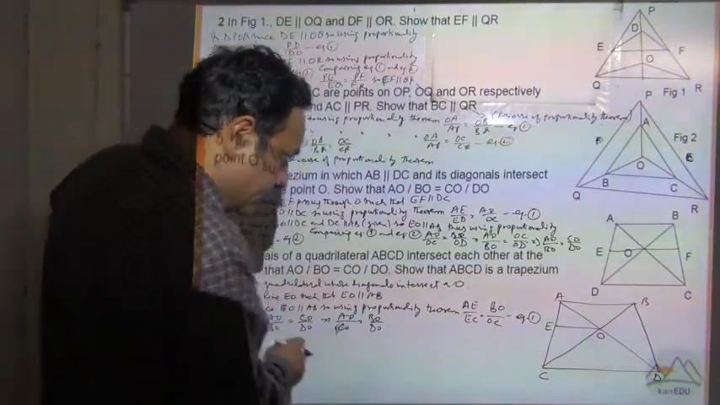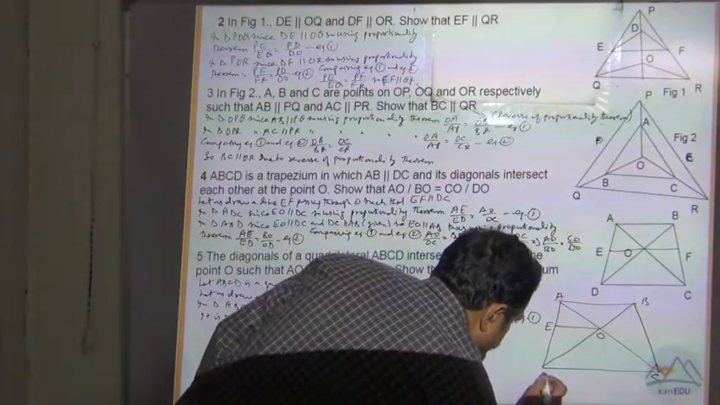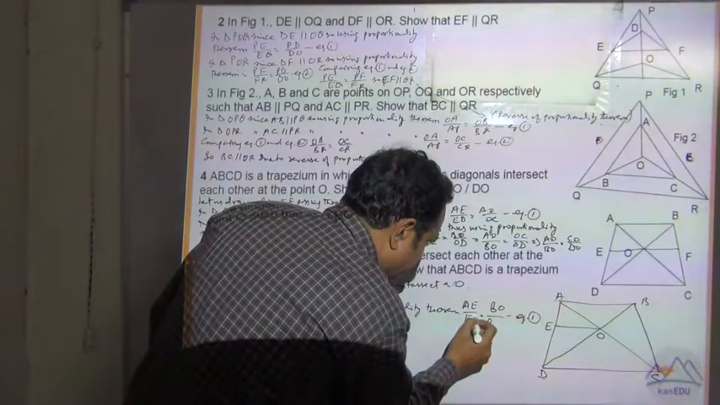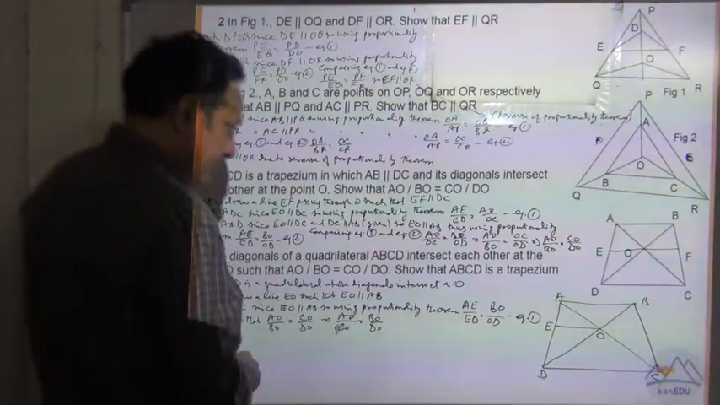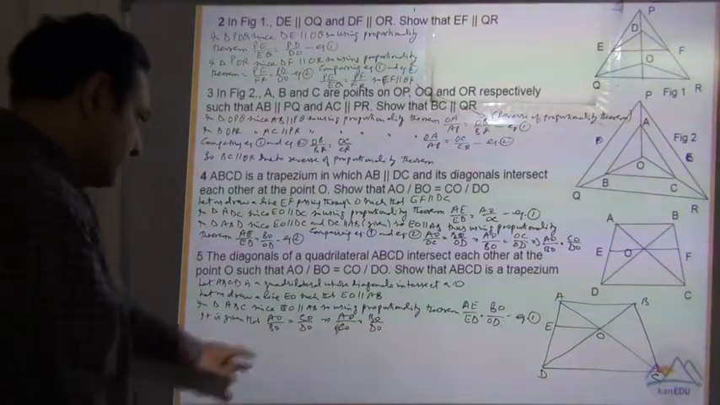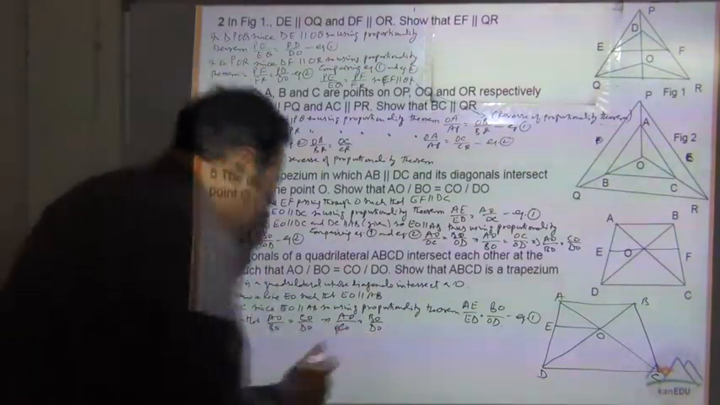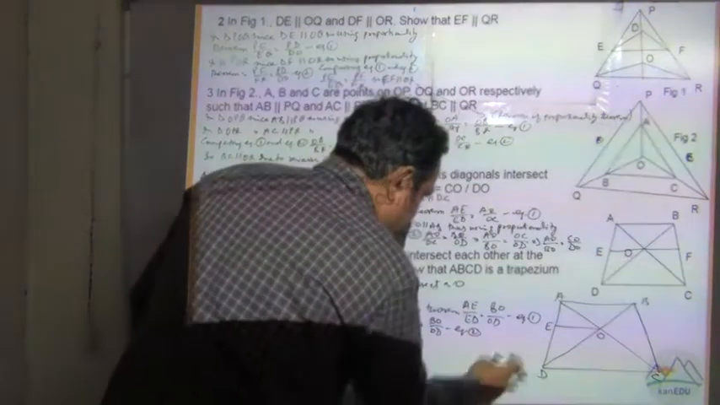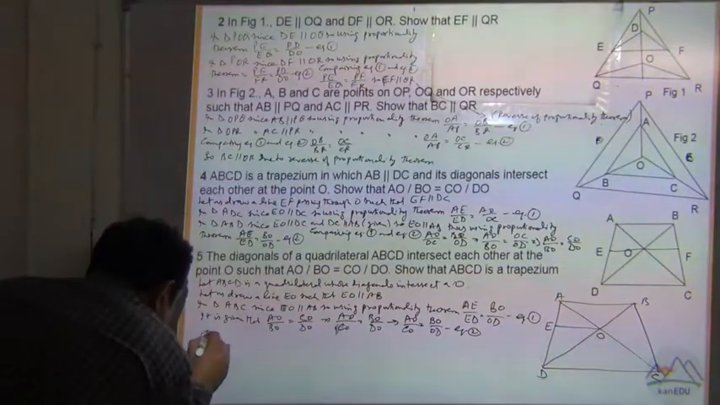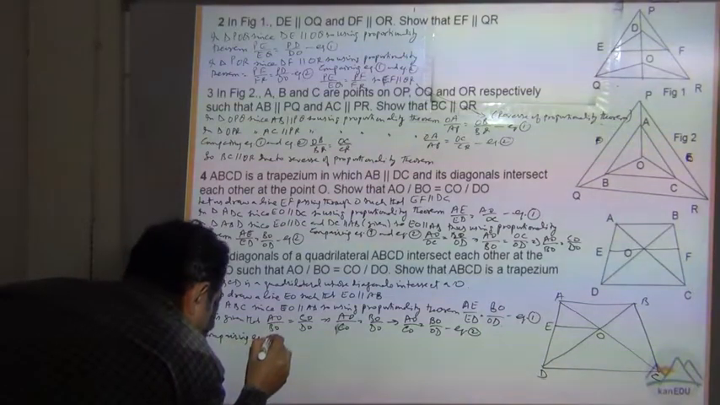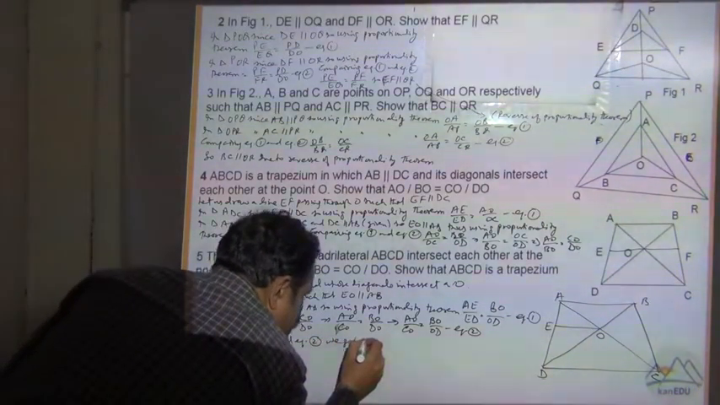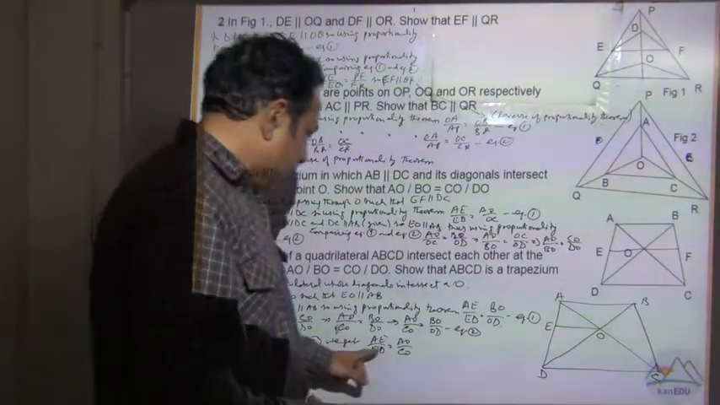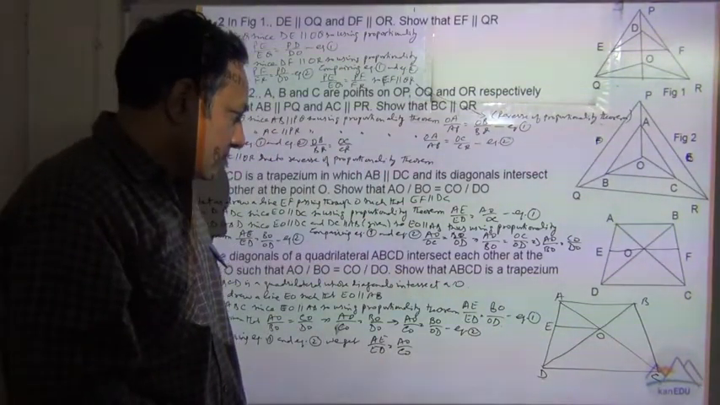So AE upon ED is equal to BO upon OD. This can also be written as AO upon CO is equal to BO upon OD, say equation 2. Now comparing equation 1 and equation 2, BO upon OD is the same. So we get AE upon ED is equal to AO upon CO.